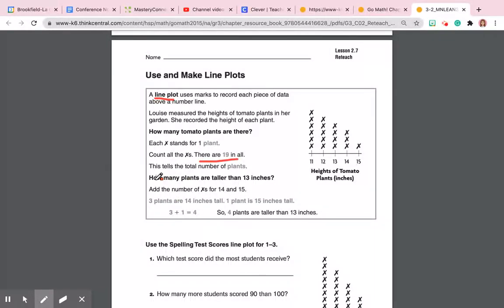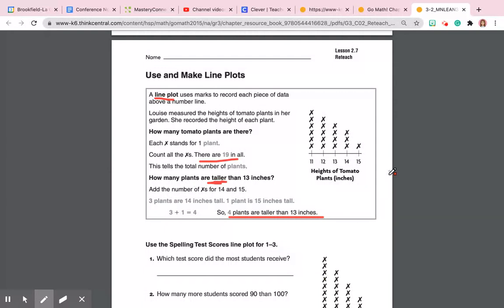Now, the second question says, how many plants are taller than 13 inches? So we're not going to count the amount of plants that are 13 inches because we need to see how many plants are taller than. That means bigger than. So it tells us to add the number of X's for 14 and 15. 3 plants are 14 inches tall because we count 1, 2, 3. And 1 plant is 15 inches tall. I just count 1 here. So I can add 3 plus 1 and I get the number 4. So 4 plants are taller than 13 inches.